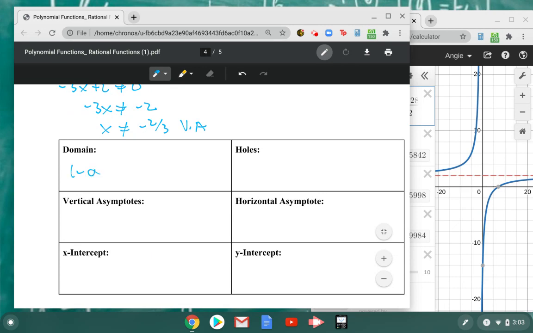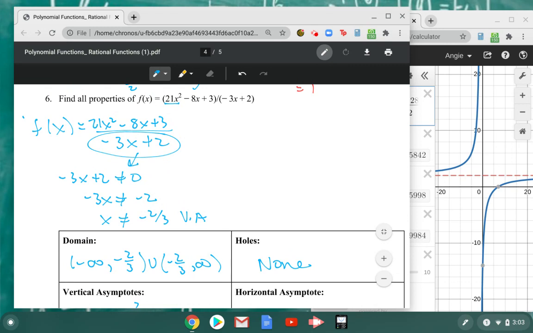So negative infinity to negative 2/3 union negative 2/3 to infinity. Just taking that number line and skipping over negative 2/3. Wholes, there are none. Nothing cancels. Vertical asymptote, x equals negative 2/3. Horizontal asymptote. I need to compare first terms with first terms. My numerator's degree is bigger than my denominator. This means I have a slant asymptote, and I need to go ahead and do long division.